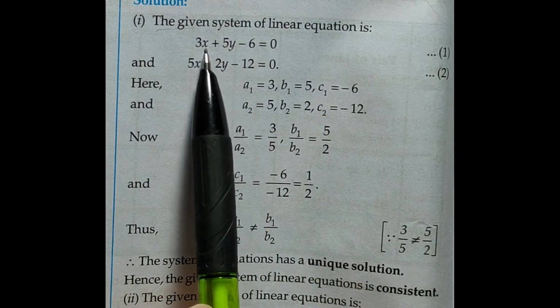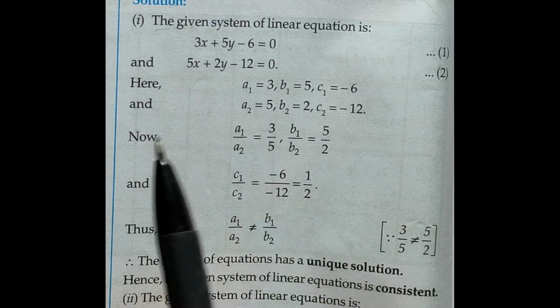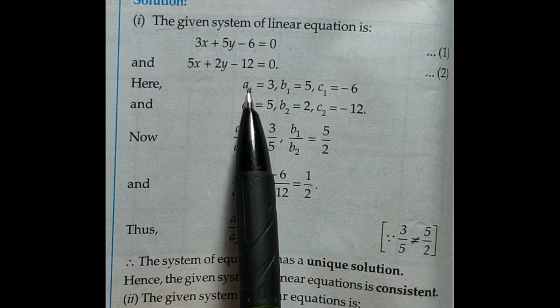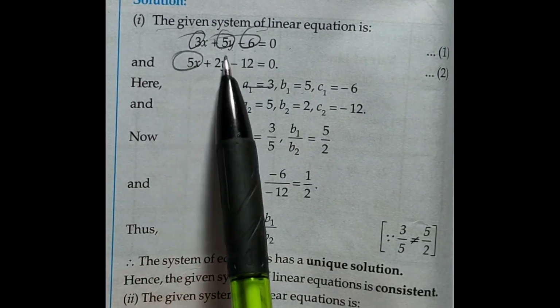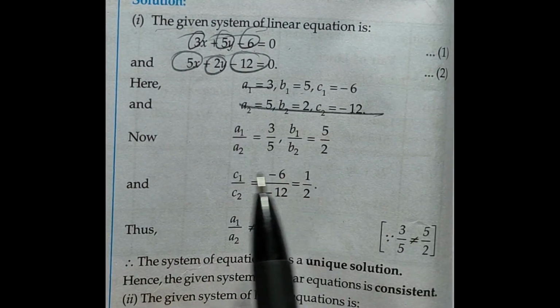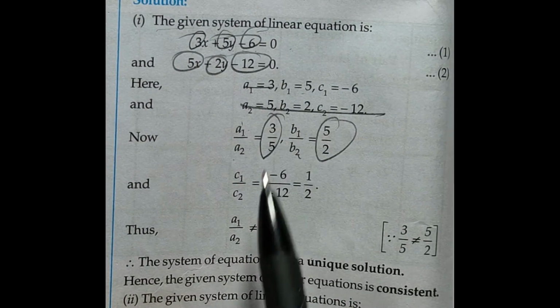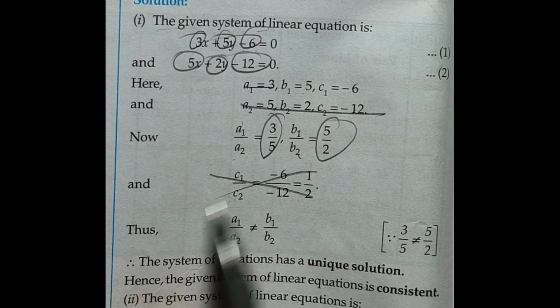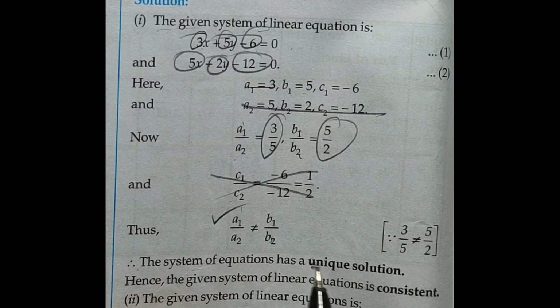So let us see the first question. The given system of linear equations is 3x plus 5y minus 6. Again, it is in the standard form or the general form. So here a1, b1, c1, a2, b2, c2 are this. We'll find a1 by a2 and b1 by b2 first. We see that a1 by a2 is not equal to b1 by b2, so again we don't need to find c1 by c2. Therefore the system has a unique solution. Now a unique solution means consistent. Hence the given system of linear equations is consistent.